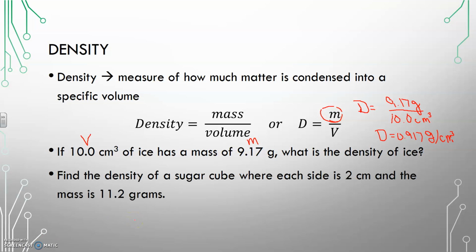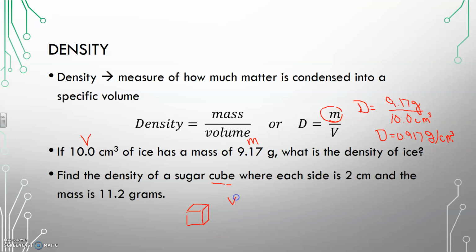Find the density of a sugar cube where each side is 2 centimeters and the mass is 11.2 grams. This one tells you that you have a sugar cube. When you have a cube, because it's using that terminology, you can assume that all the sides have an equal length. And it actually tells you each side is 2 centimeters long.